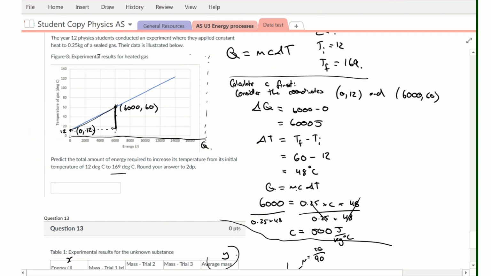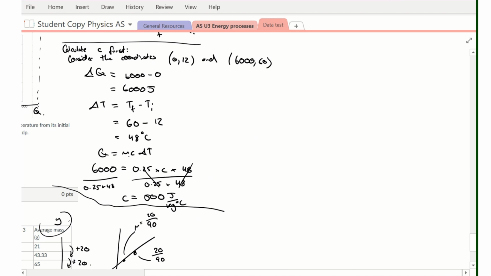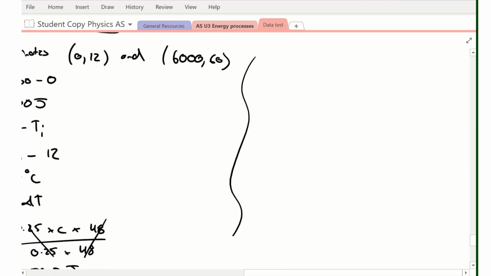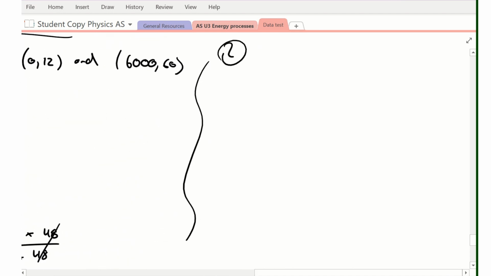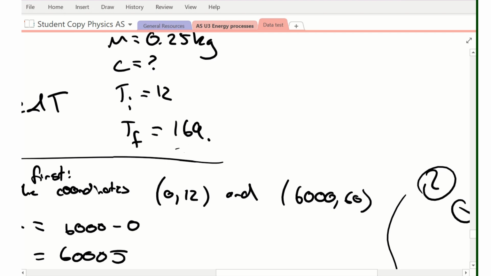Remember, we're not done though. We're asked to predict the final or the total amount of energy. So we've found C. Now we can use that in the last little bit. So step 2 over here. Q is equal to mc delta T. We want to know the final energy. We know our mass. We know the specific heat capacity. We calculated it from the table. And the final temperature, that's up to here.